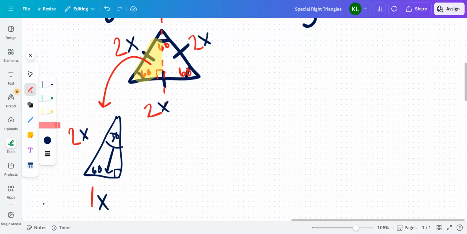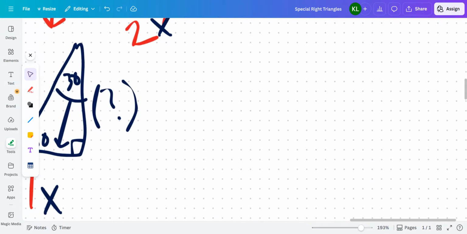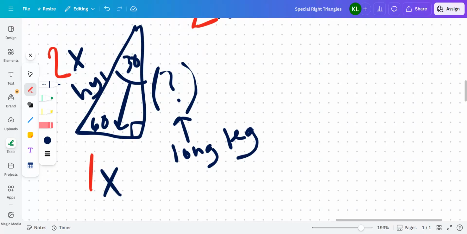Okay, and then from here, let's use the Pythagorean theorem to solve for this missing side. I'm going to use a question mark again to emphasize that we're missing that side. And this is the long leg. It's another thing I like to call it: the long leg. We have our hypotenuse, and we have our little leg.